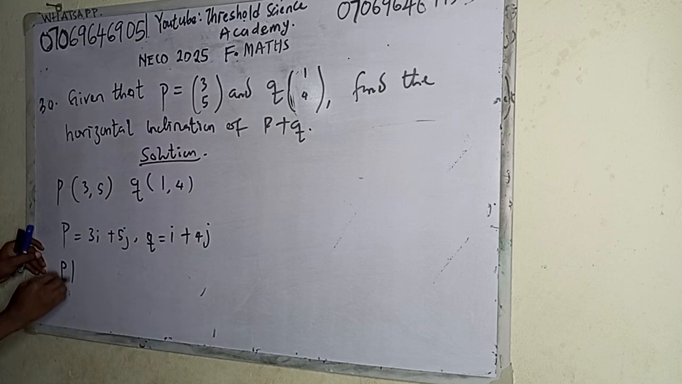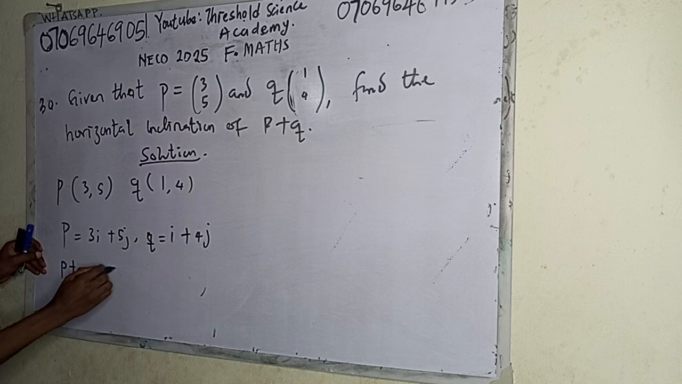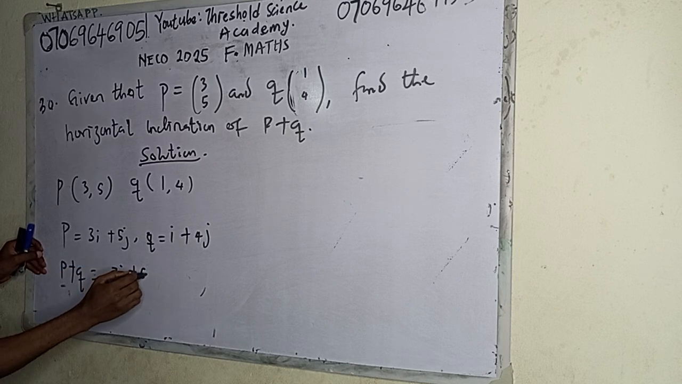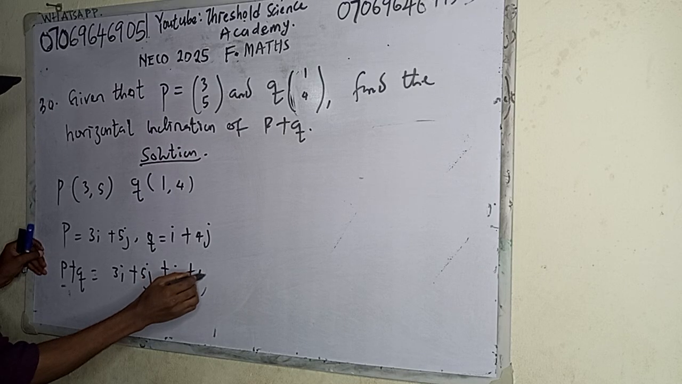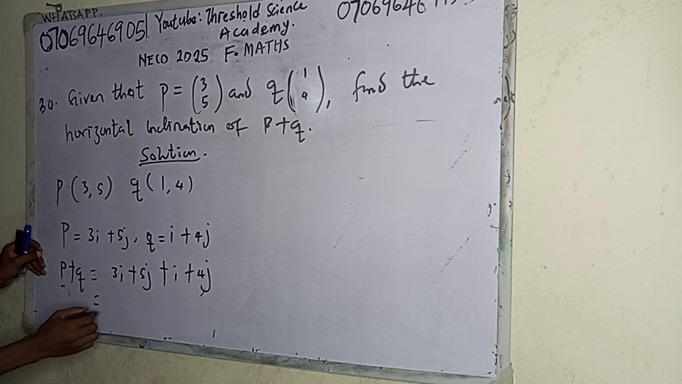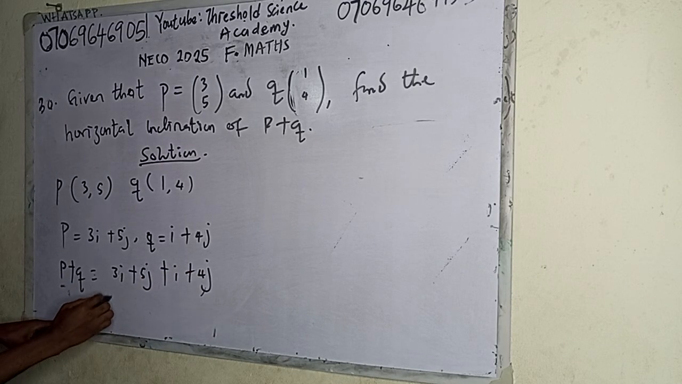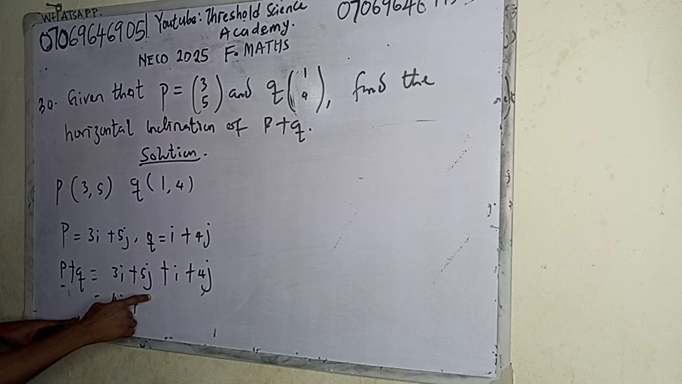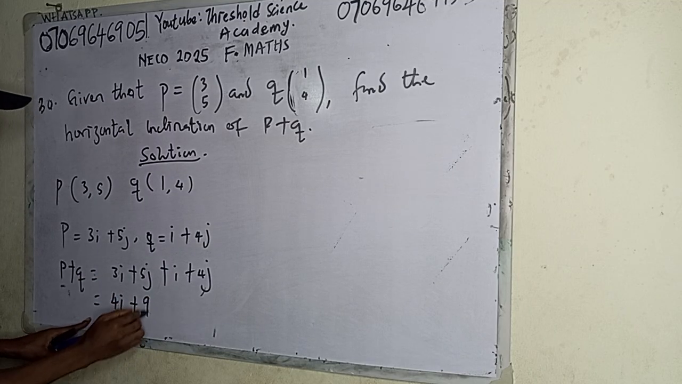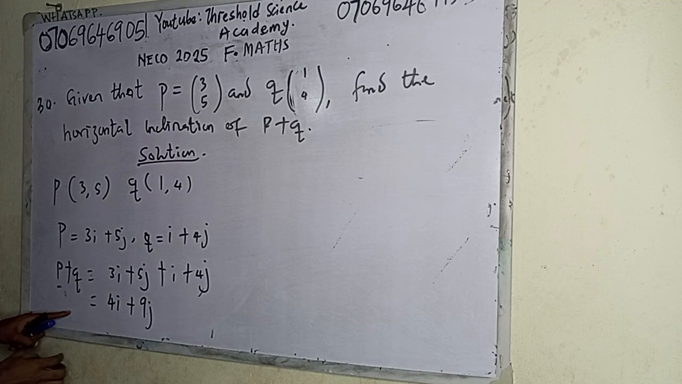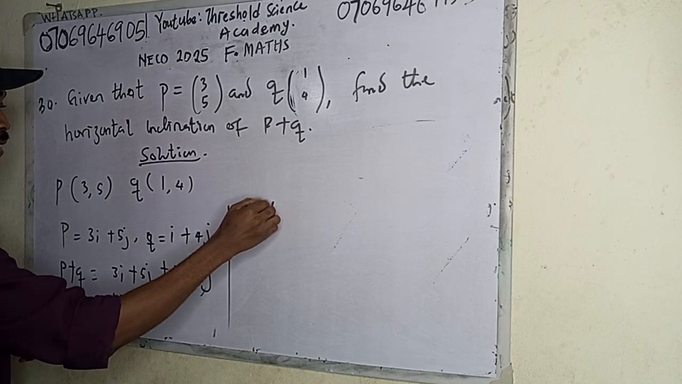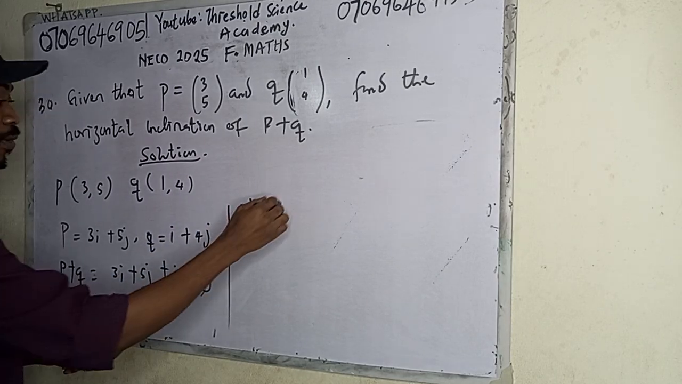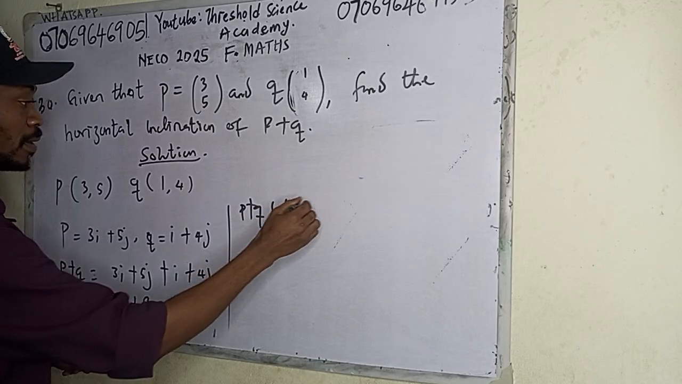So P plus Q is just going to be 3i plus 5j plus i plus 4j. So 3i plus i, that's going to be 4i, plus 5j plus 4j, that's going to be 9j. All right, so that's P plus Q. And then we can write P plus Q in terms of coordinates. That's going to be (4, 9).